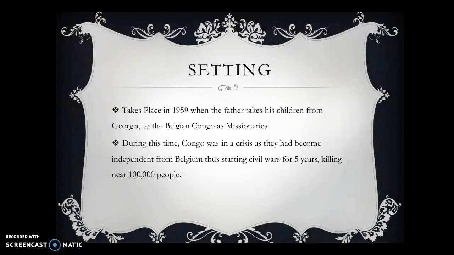The setting takes place in 1959, when the father takes his family from Georgia to the Belgian Congo as missionaries. During this time, they go through this history as the Congo was in crisis, having become independent from Belgium, which started civil wars and wars for 5 years that killed nearly 100,000 people.